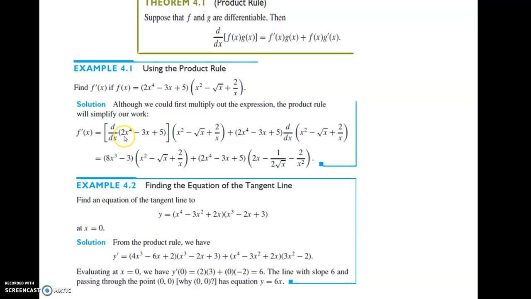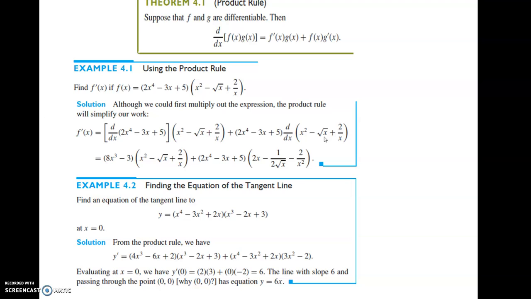So 2 comes out; differentiation of x to the 4 is 4x cube, 4 into 2, 8, so 8x cube. Minus 3 comes out, differentiation of x is 1, so it is 3 into 1, 3. Differentiation of 5 is 0, so nothing. So 8x cube minus 3 is the derivative of this one. Now I find the derivative of this. Differentiation of the first one is 2x, since 2 minus 1 is 1, so it is just 2x.